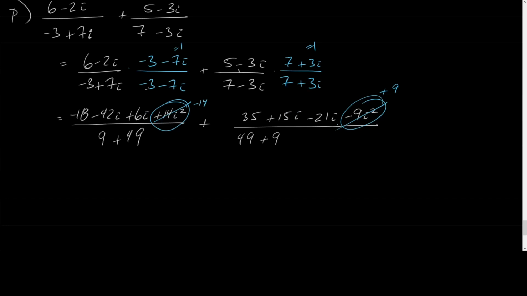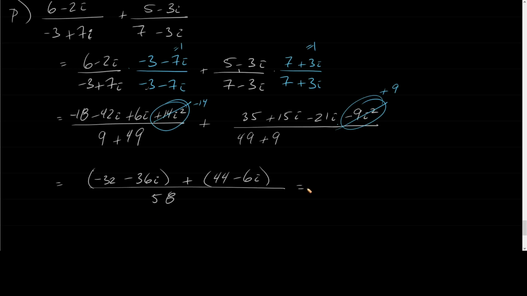So, what can we say now? Well, 9 plus 49 and 49 plus 9 are the same thing. So we can put all of this over the same denominator, that denominator being 58, right? 49 plus 9. And on the numerator, well, let's see. We've got negative 18 minus 14, that's negative 32. And then negative 42i plus 6i, that's going to be negative 36i. And we have that plus 35 plus 9 is 44. And 15i minus 21i is negative 6i.